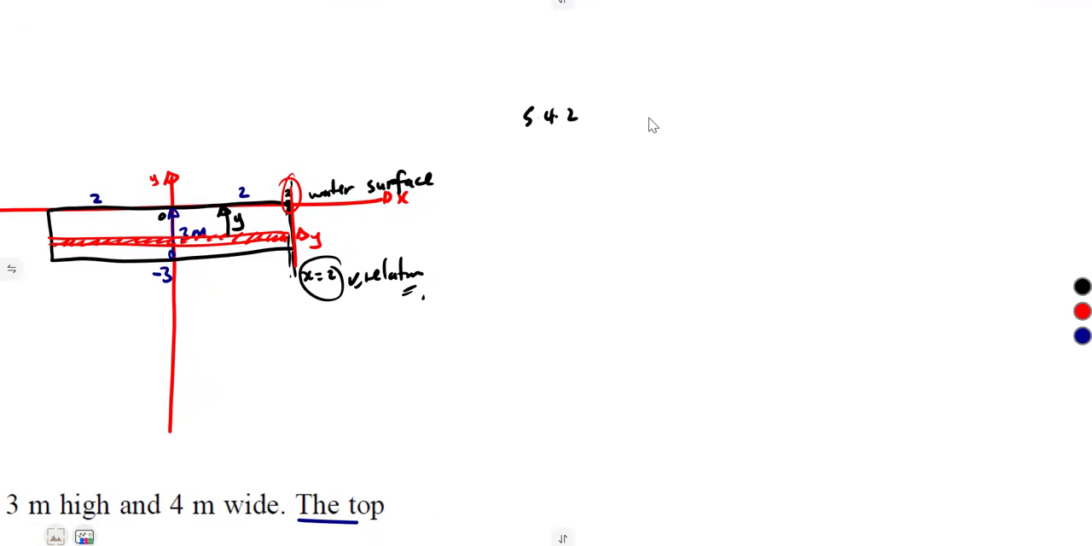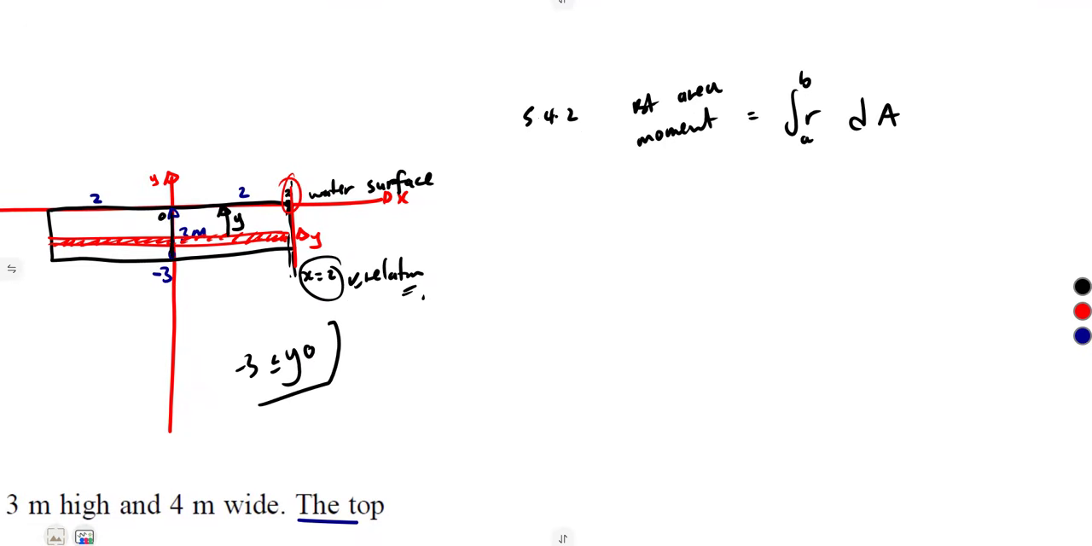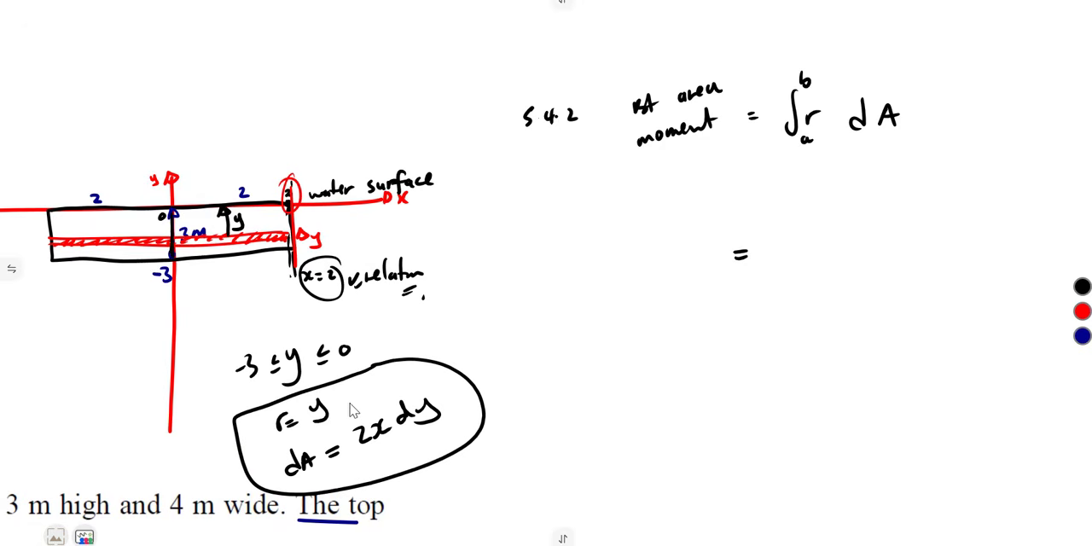So 5.42, our first moment of area is given as the integral of r dA from a to b. So remember this, the limits of the tank are from -3 up to 0. So those are the limits that you're going to use. Remember, our r is always equal to y, and our dA for the section of area calculated is 2x dy, which is not going to change. So we just substitute. So our dA is 2x dy.